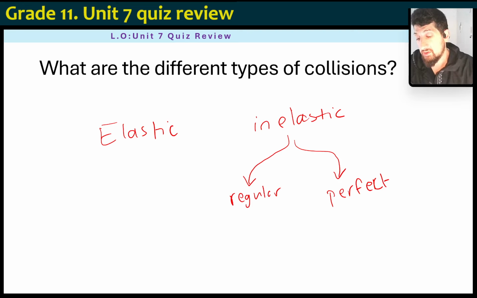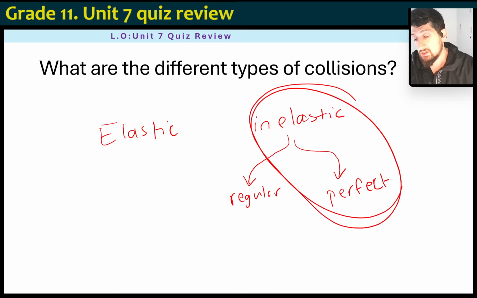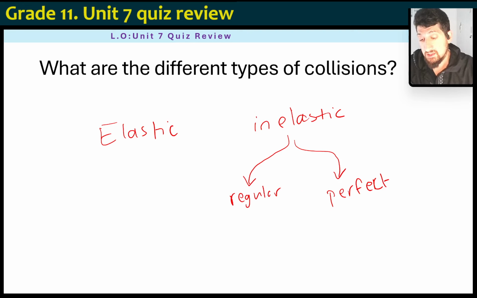And we will be primarily concerned with this guy here. So for grade 11, what we're concerned with is perfectly inelastic collisions, which means the objects stick together and there's no loss whatsoever in momentum. The momentum is conserved, and so they stick together and move together.